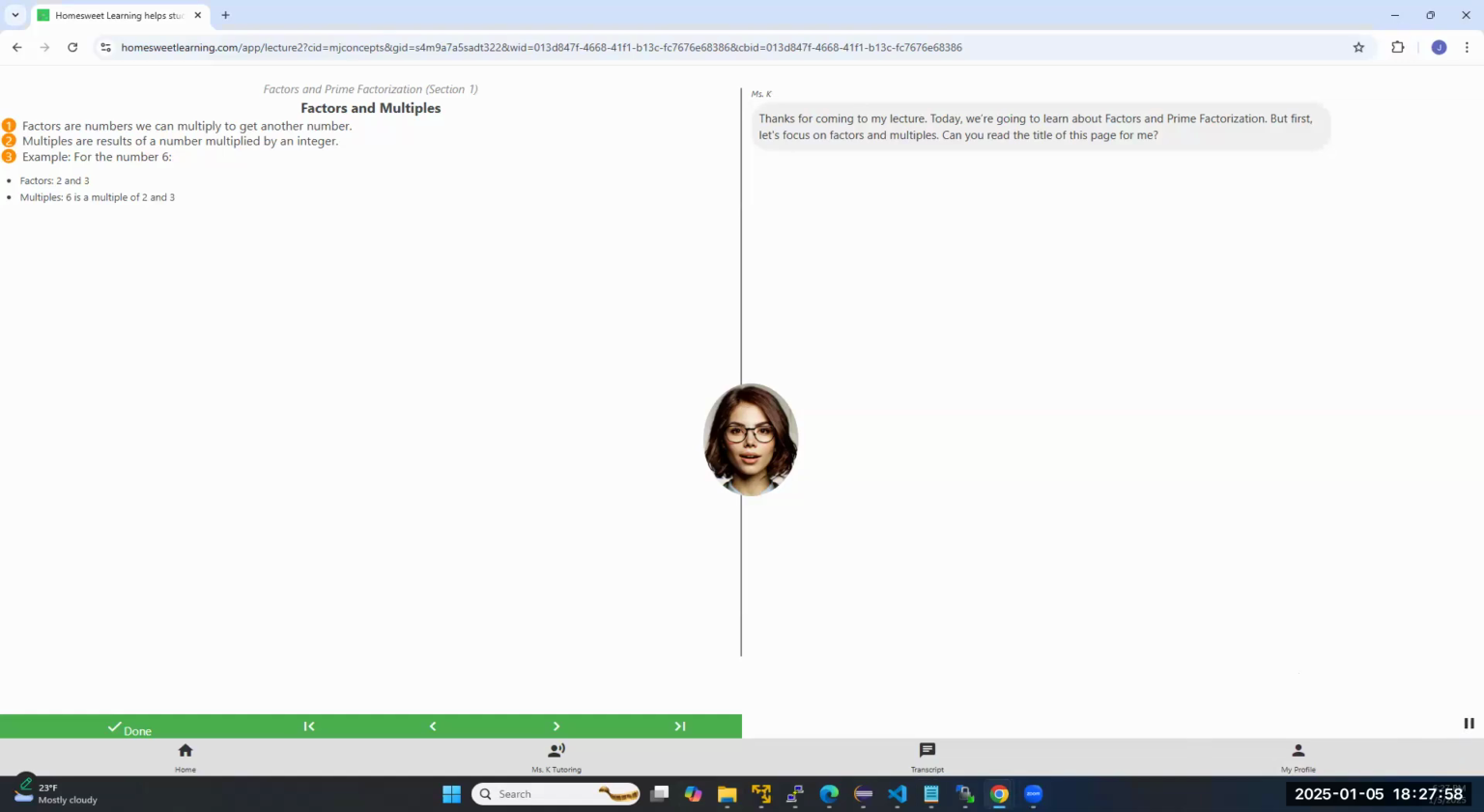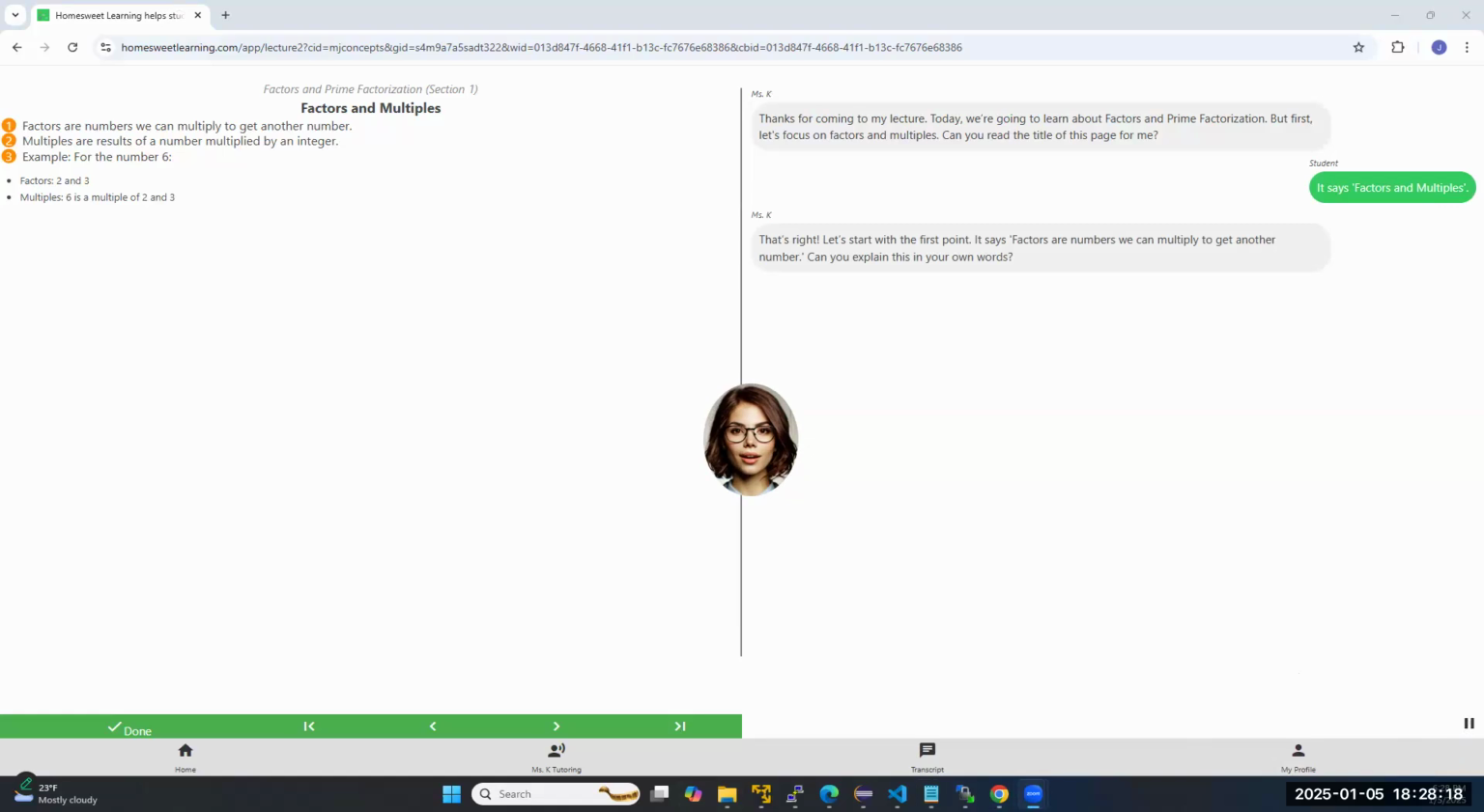Today, we're going to learn about factors and prime factorization. But first, let's focus on factors and multiples. Can you read the title of this page for me? It says, Factors and Multiples. That's right. Let's start with the first point.